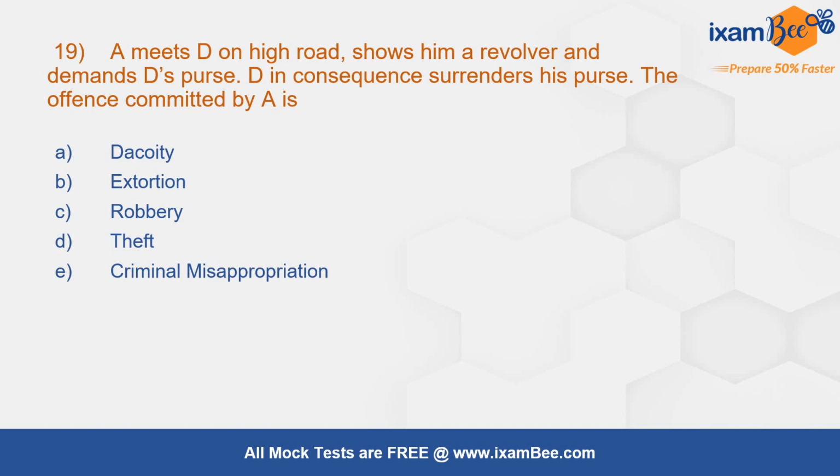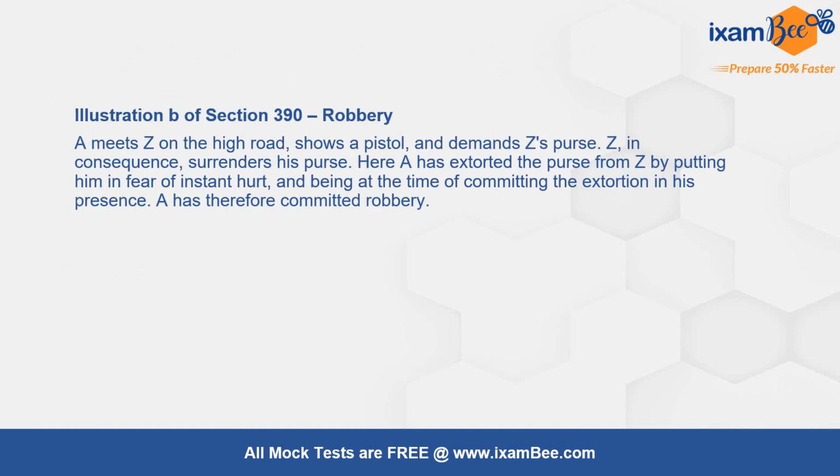Question number 19, A meets D on high road, shows him a revolver and demands D's purse. D in consequence surrenders his purse. The offence committed by A is robbery. This is given under section number 390. Illustration B of section 390 is what we have discussed in the question.